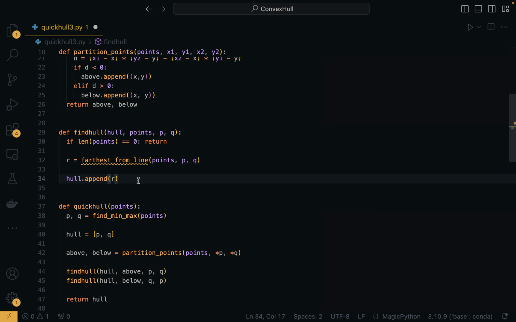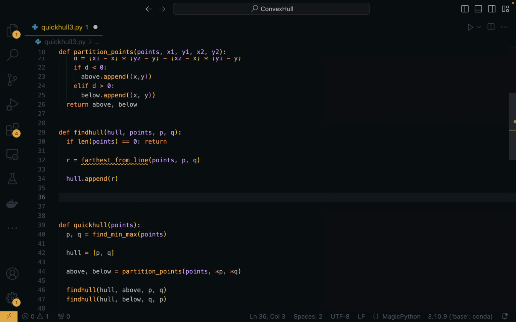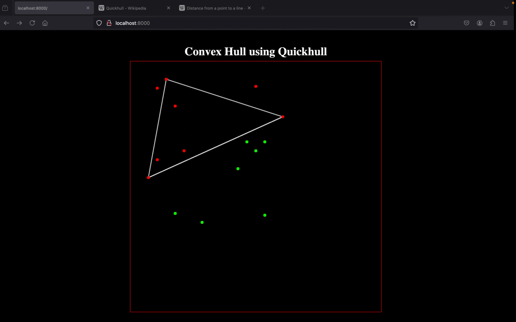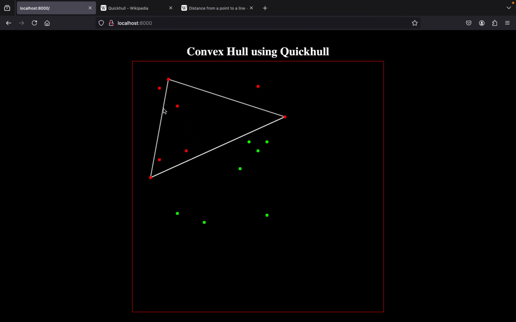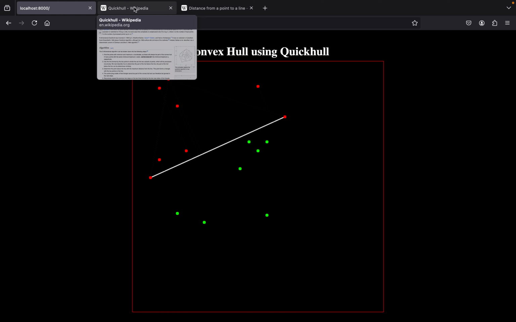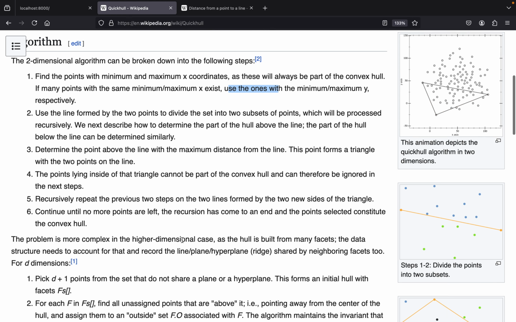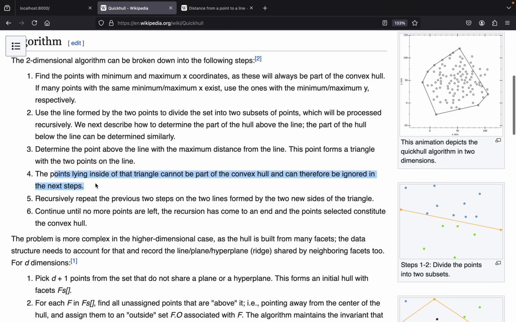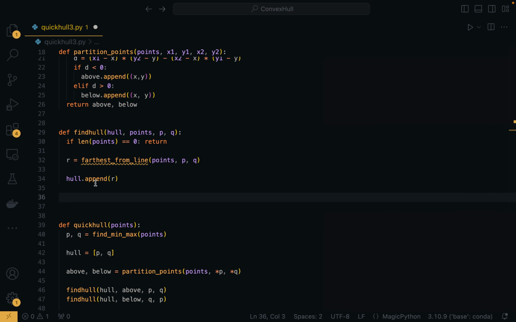And next, we'll partition these points again, as we did over here. Once we have this triangle, we need to partition. For this segment, we'll partition these points, and then for this segment, we'll partition these points. Remember, once those points are partitioned, the points lying inside of that triangle cannot be part of the convex hull and can therefore be ignored in the next steps. Okay, so let's do that here.